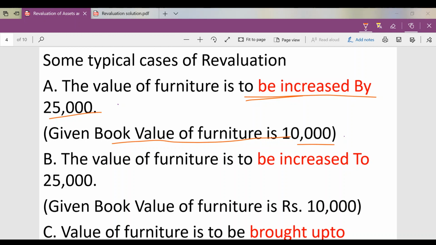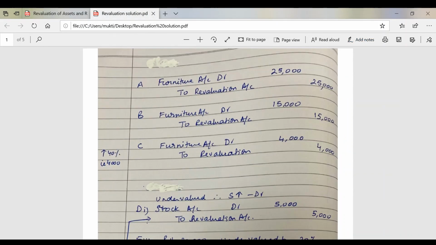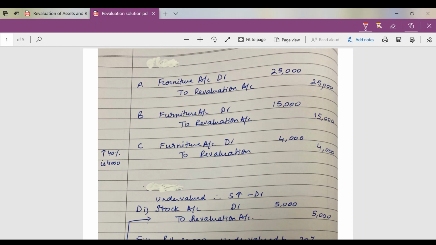35,000. So if you see the journal entry for this, the entry would be furniture account debit, right? Furniture account debit to revaluation account. So this is the journal entry for it. So you're going to increase the value by 25,000 here.